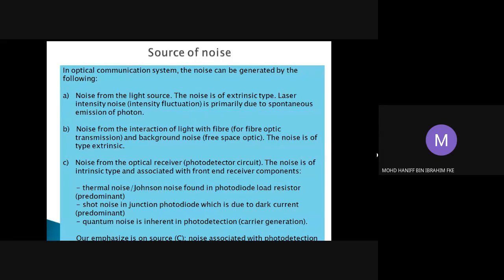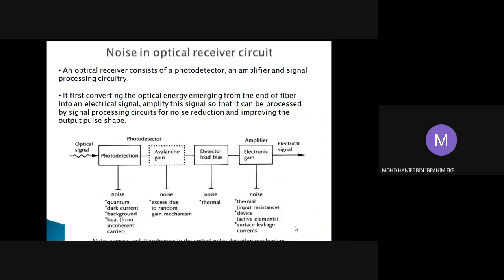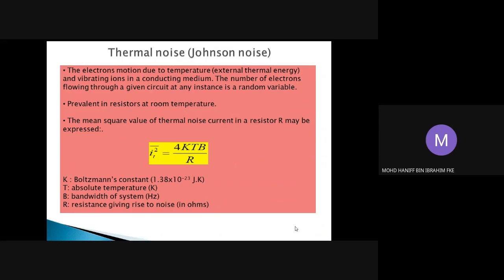Right, so this is what I mentioned just now regarding the noise that we have in optical receivers. We have thermal noise, also known as Johnson noise. We also have shot noise due to dark current, and also shot noise due to the quantum noise. Basically, this is the formulation for the noise current for the thermal noise. We have this equation, which has a relationship with k, the Boltzmann constant, T is the temperature, B is the bandwidth, and R is the load resistor of the system.